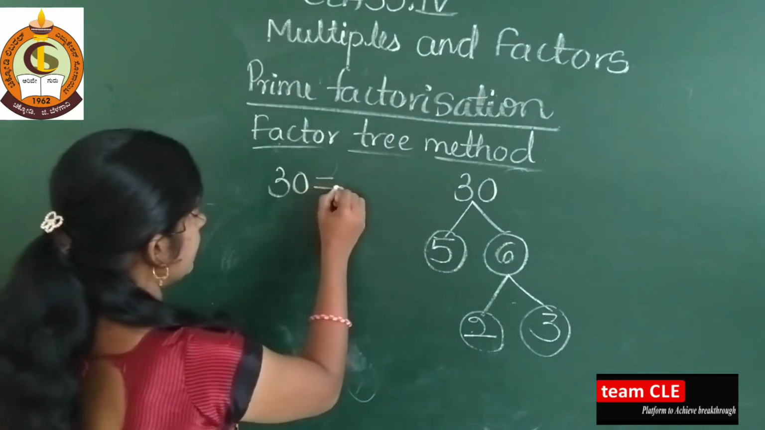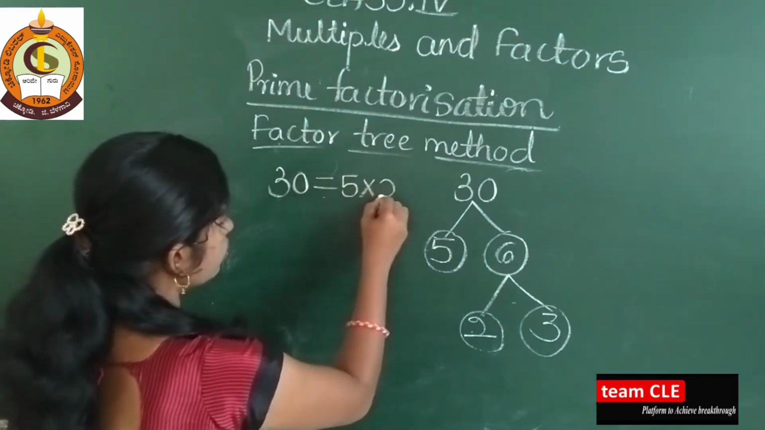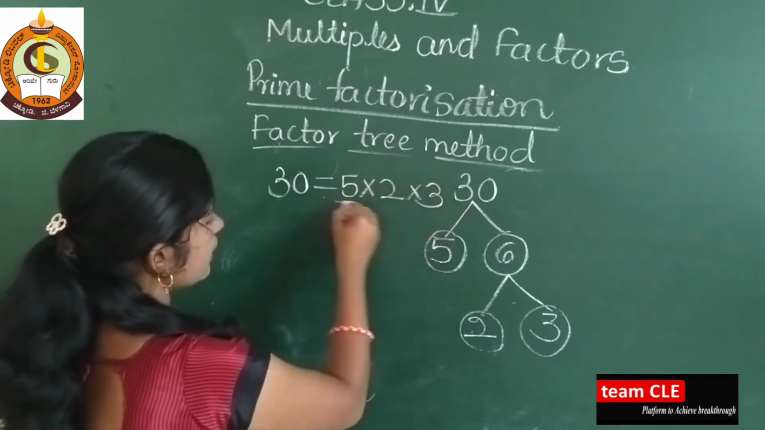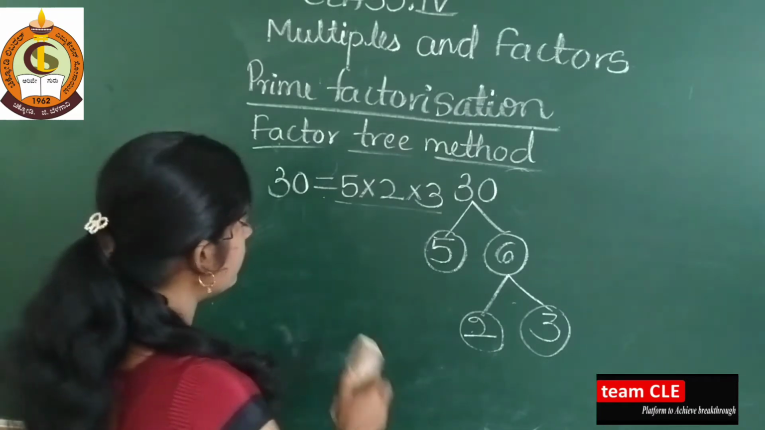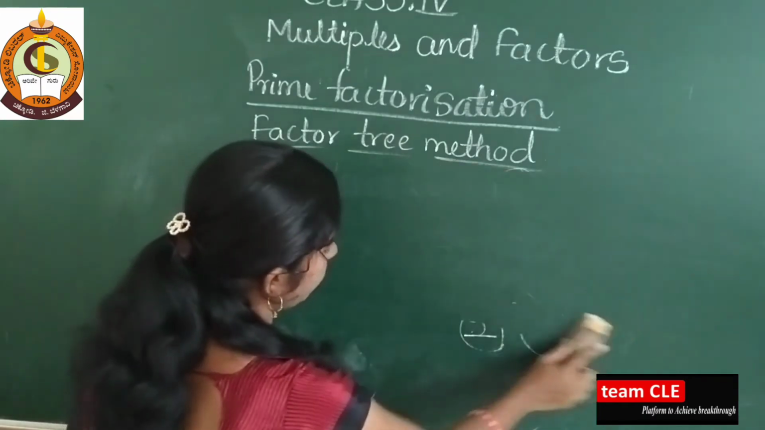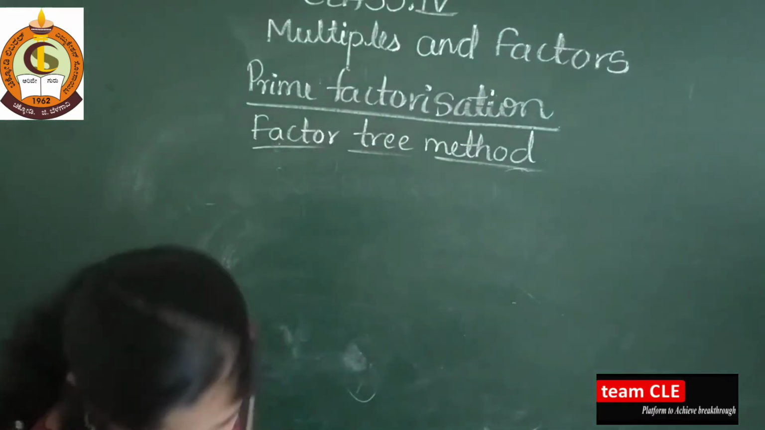So take here 5 into 2 into 3. So these are the prime factors of what? 30. Okay. Next I will take one more example.